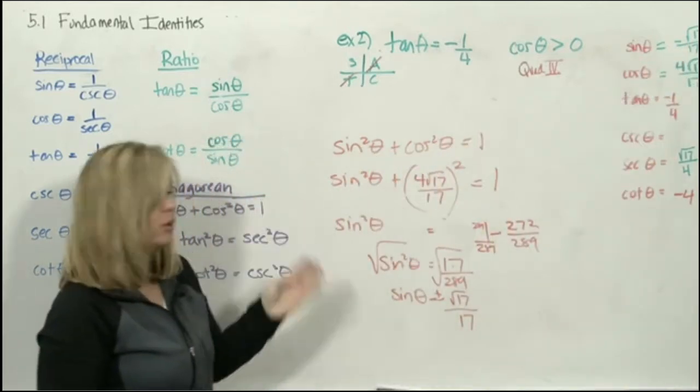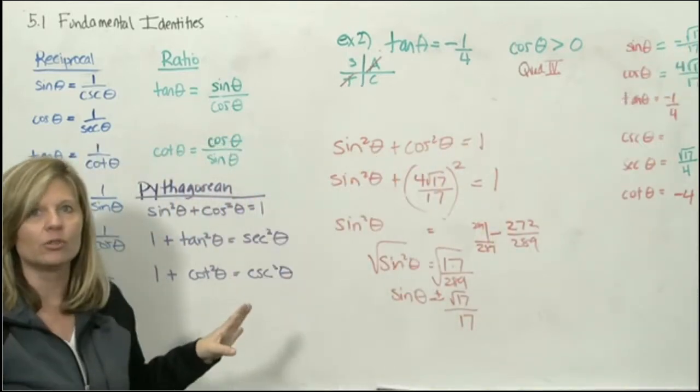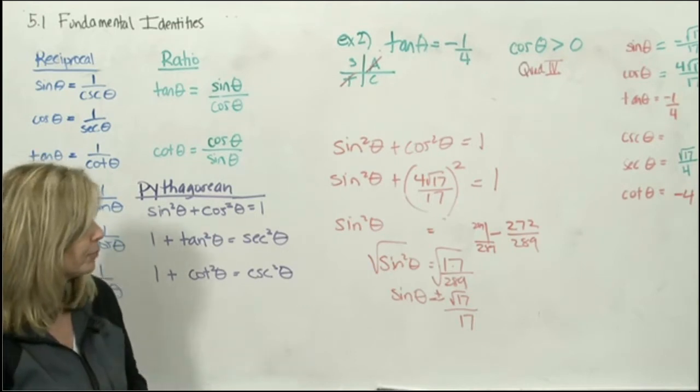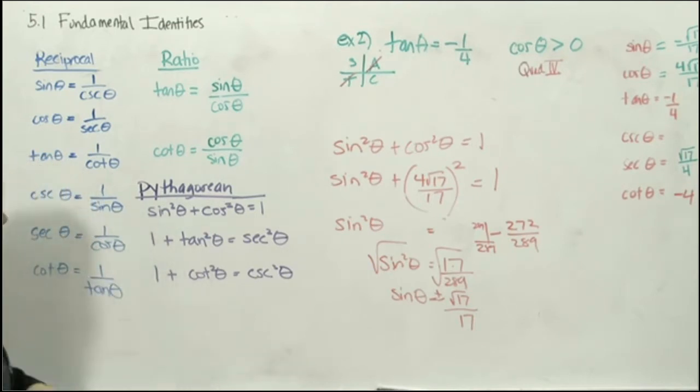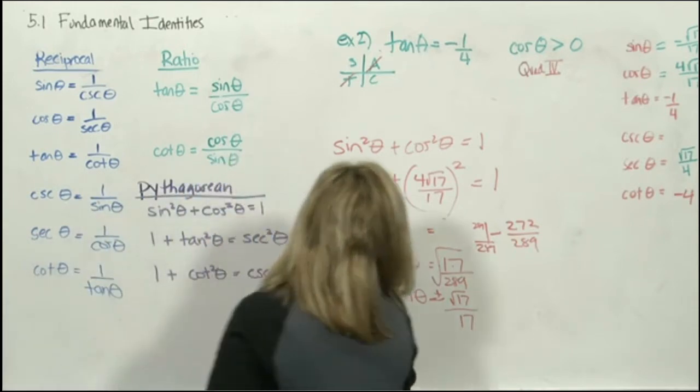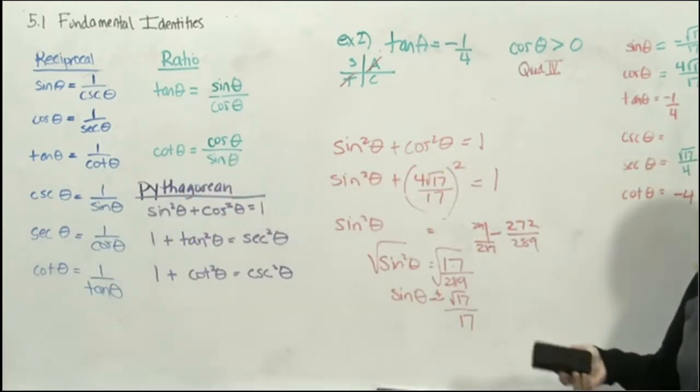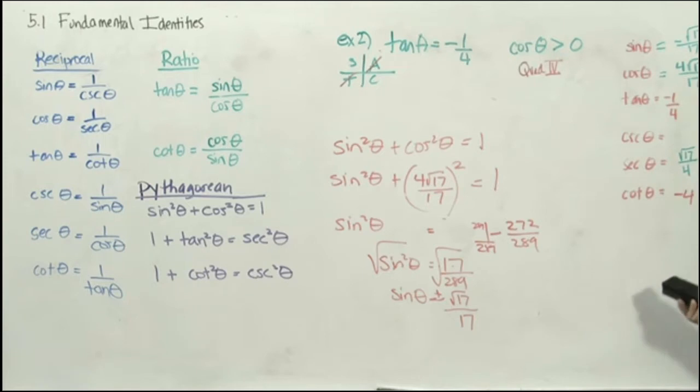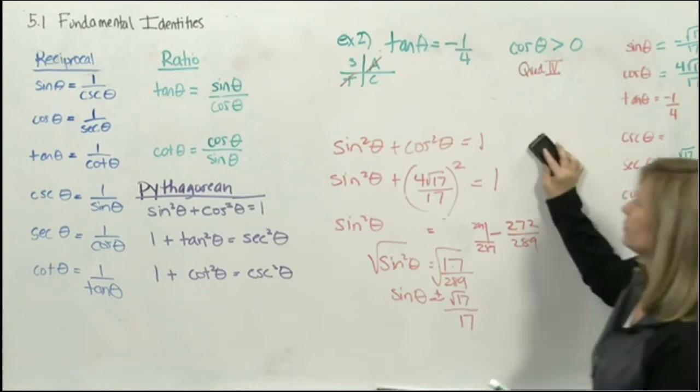So I just wanted to show you, no matter which identity we use, we're going to get the same result. Okay? Now we got to get cosecant. So it's your call. You have 5 out of the 6. How do you get cosecant?